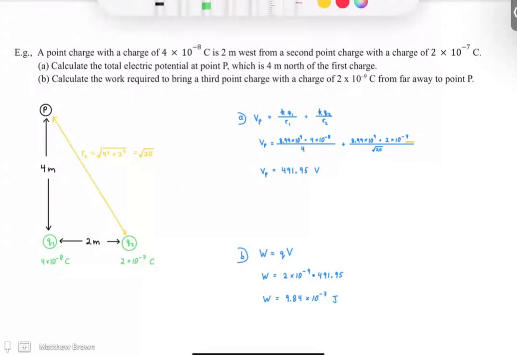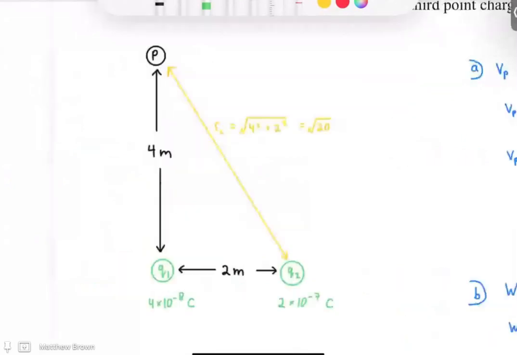First, we want to calculate the total electric potential at a point P, which is 4 meters north of what we're calling the first charge. Setting up this kind of diagram seems to be really key to this problem. From there, you can just do it with the diagram. I've got Q1 and Q2 at the bottom, and I wrote the values for the charges we were given. We're told they're separated by 2 meters, and the first charge was 2 meters west of the second. Then we're asked about the point P, which is 4 meters north of the first one. So it would essentially look like this.